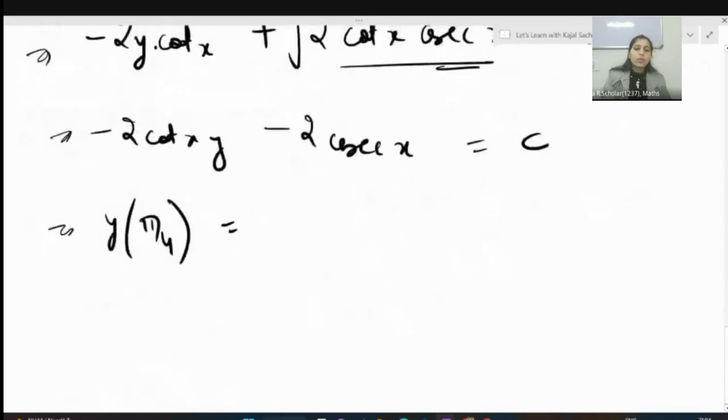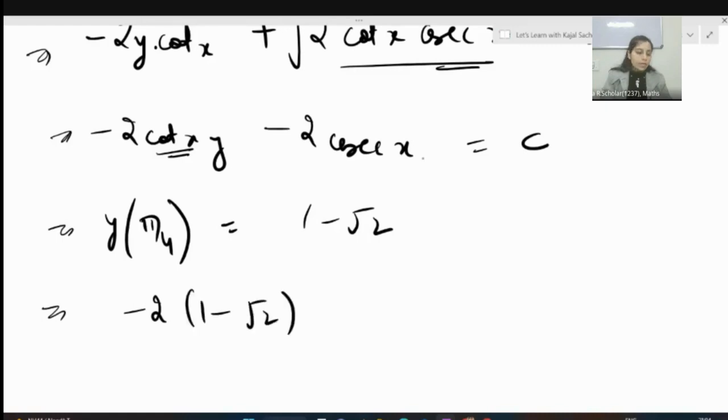We have the condition y(pi/4) = 1 - root 2. Substituting this, cot(pi/4) is equal to 1 into y, and y is 1 minus root 2, minus 2 cosecant(pi/4).